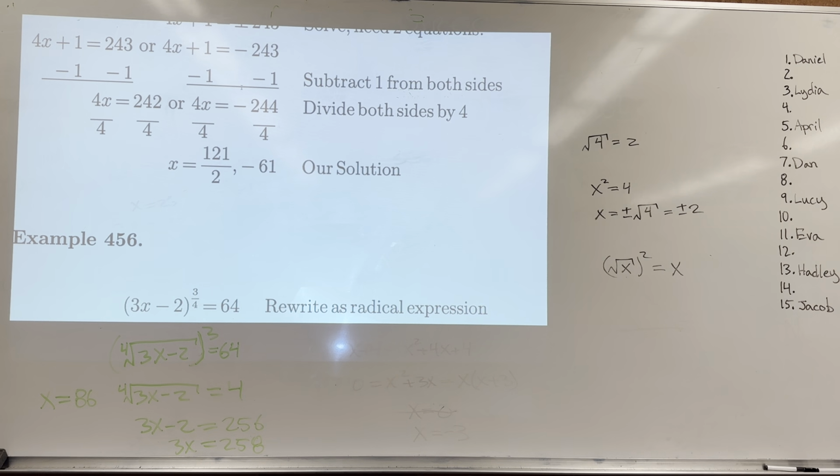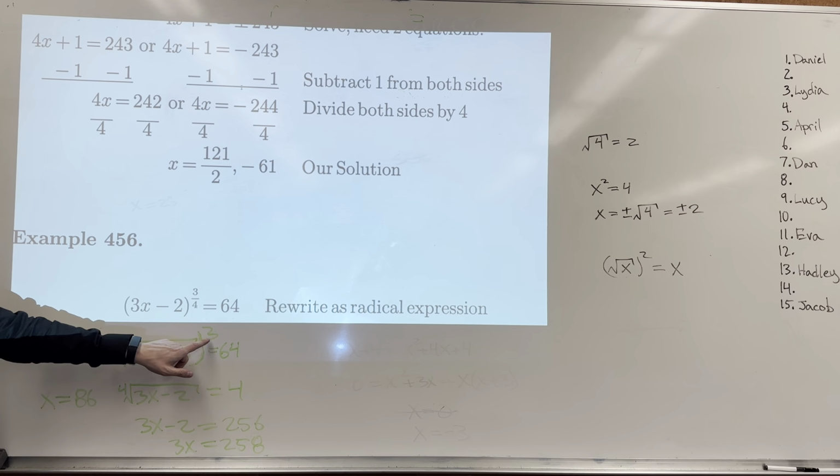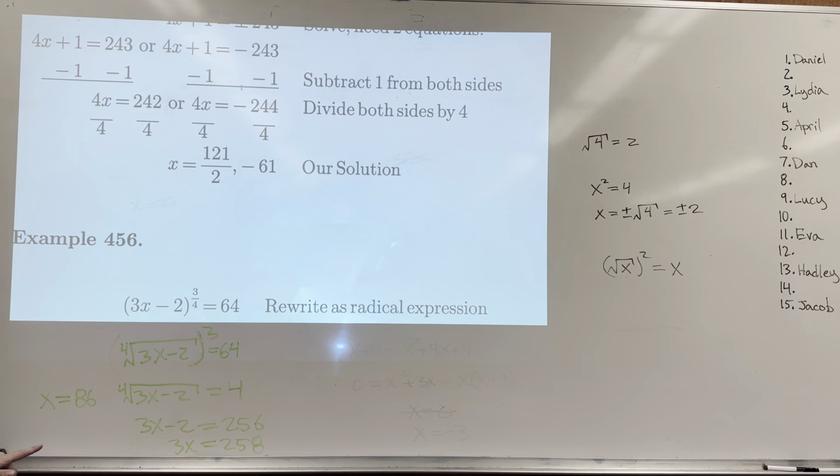Why didn't we have to do any plus or minus on that? Because there's one solution. We were taking the cubed root there. What we do have to do, since we're taking a fourth root of something, is come back and plug in and make sure it gave us a valid answer. So this is one where you have to go back, plug in, check, make sure it worked.